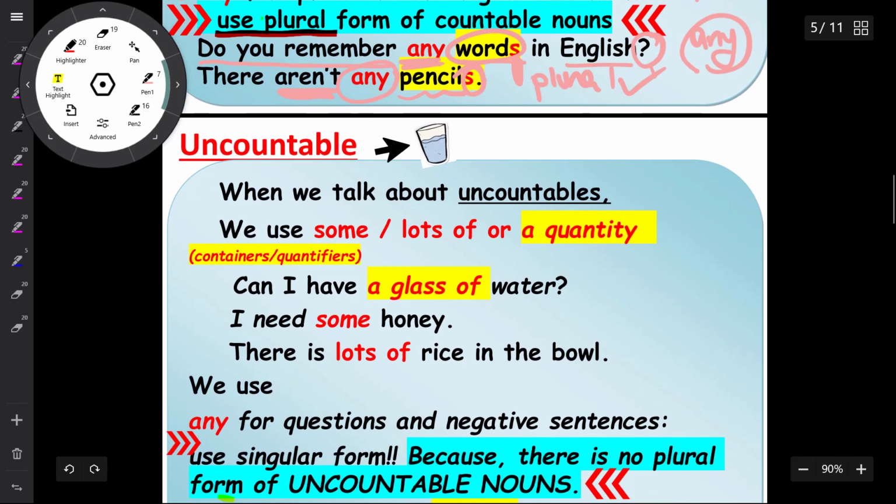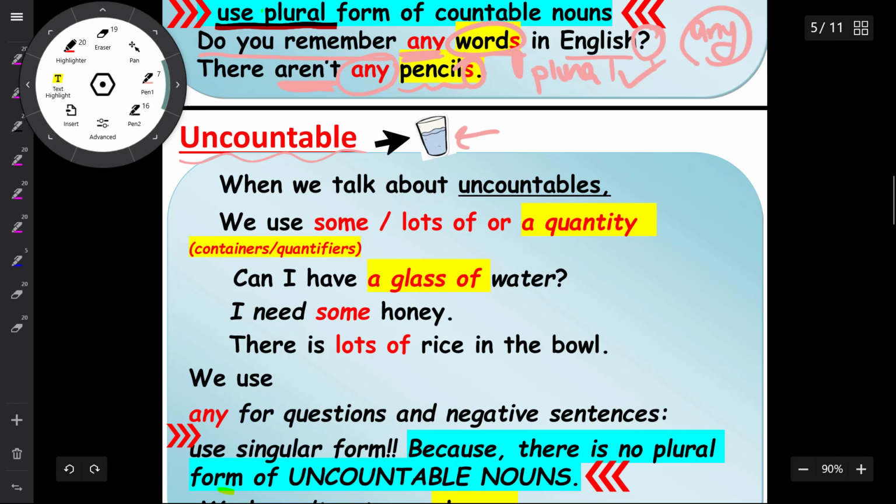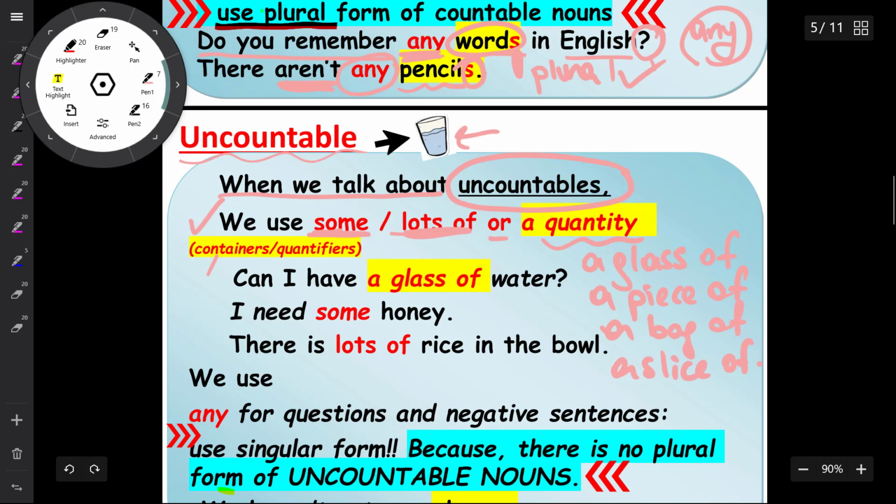Let's look at the uncountable nouns, like water. Uncountable nouns. When we talk about uncountables, we can use some, of course, lots of, okay, or a quantity. What about the quantity? I need containers. Let's have a look. What are the containers? A glass of, do you remember? A glass of, a piece of, a bag of, okay, a slice of. These are the containers. Okay, when we talk about uncountables, we can use containers. Okay, or lots of or some.